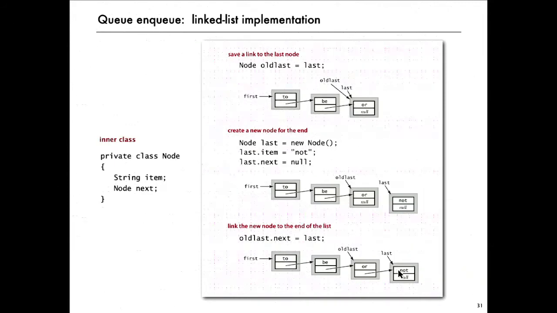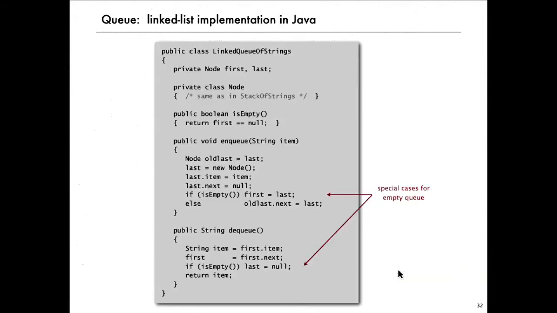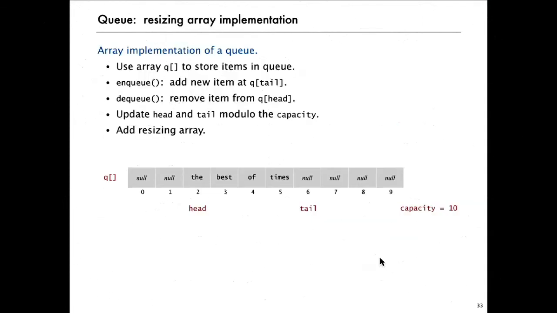All right, so let's go back to our full implementation. This is just collecting the code from the previous slides, but also taking care of special cases when the queue is empty. If the queue is empty after we remove an item, we have to set last to null. Make sure that both first and last always are what we want them to be. So those are details that are easy to check.